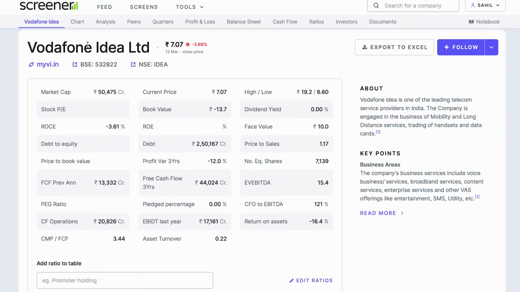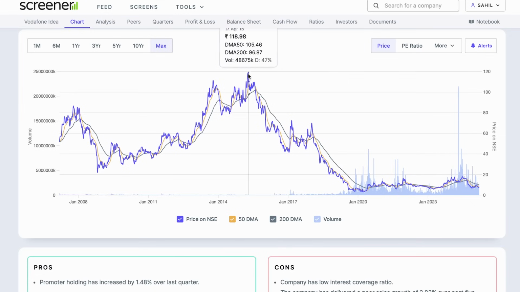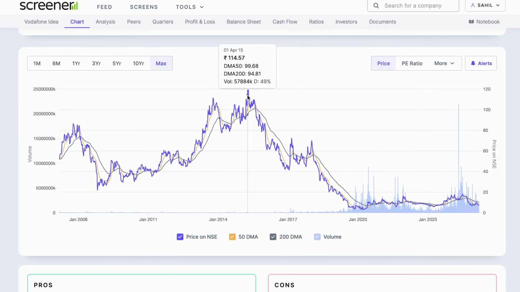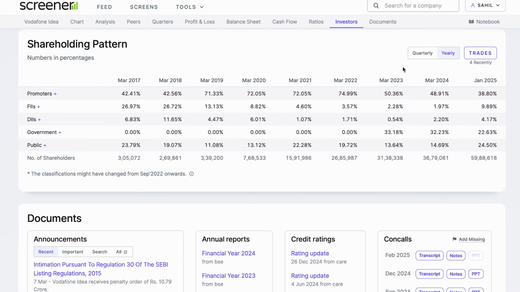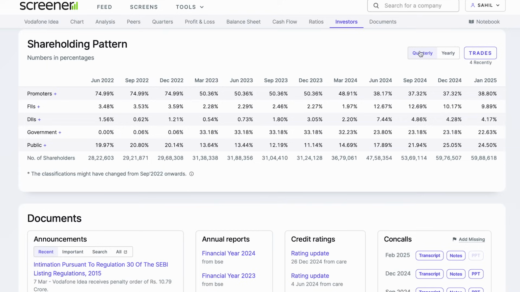Look at Vodafone Idea. Its share price has fallen from highs of around 120 rupees in 2015 to now at 7 rupees. And its shareholding has increased from 3 lakh in 2017 to now 60 lakh. Especially in the last few quarters, public holding has increased from 11% to 24%.